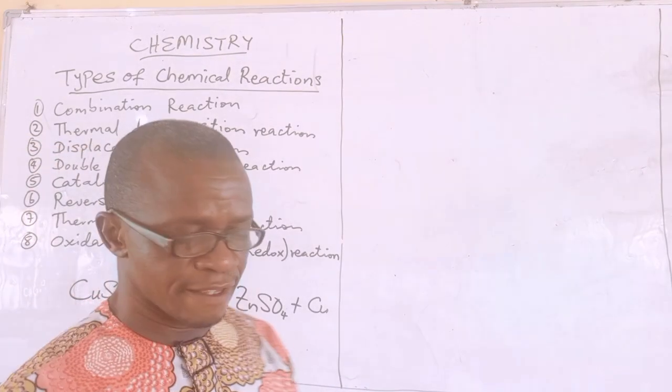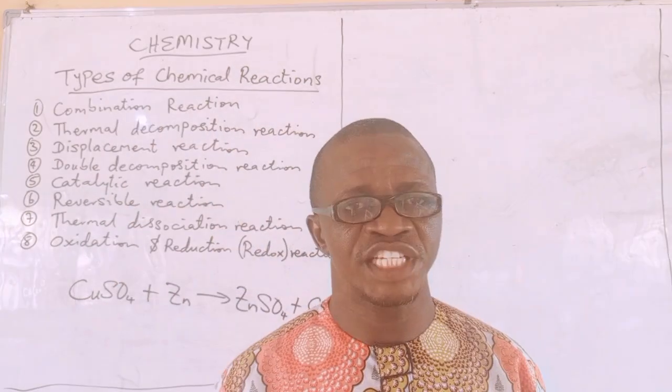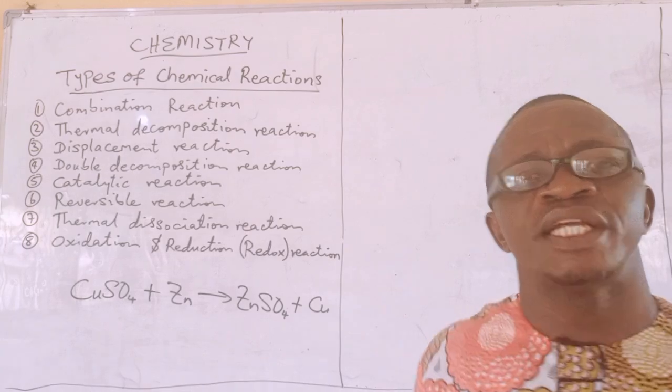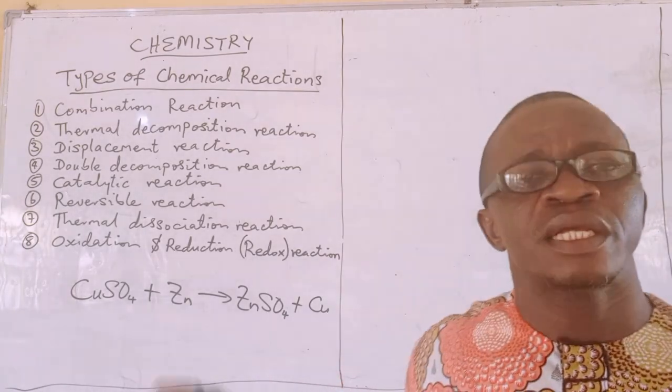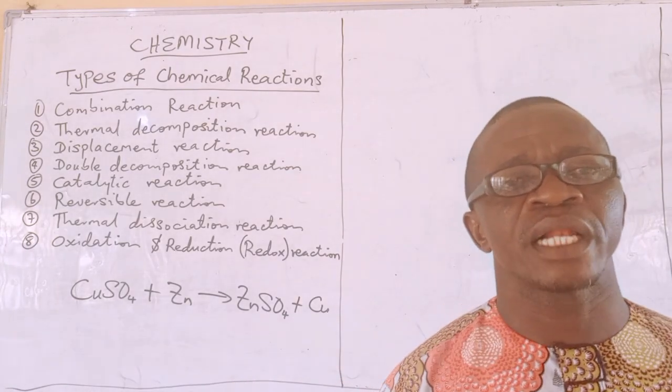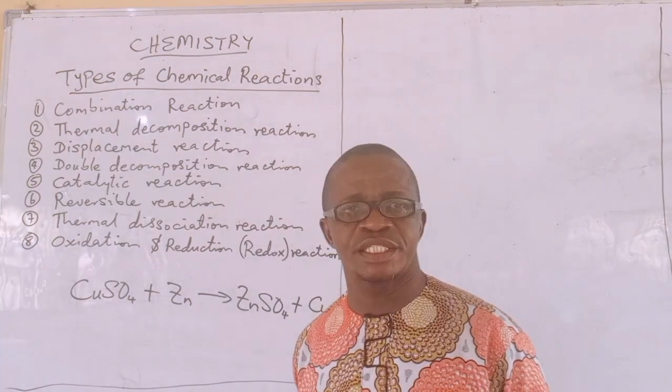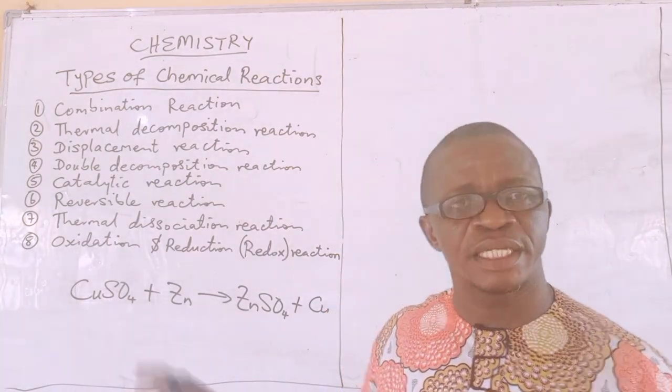So that is an example of a displacement reaction. Note also, this is just for a metal displacing a metal. We can as well use a non-metal to displace another non-metal in a compound.